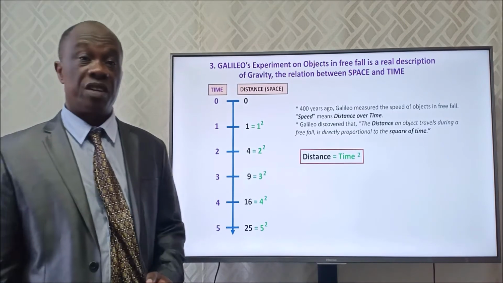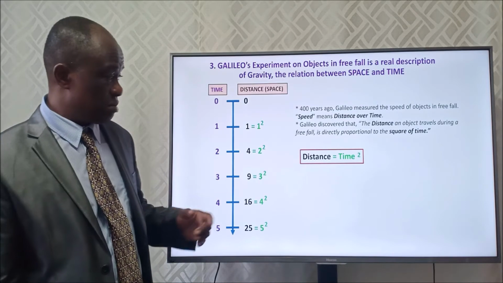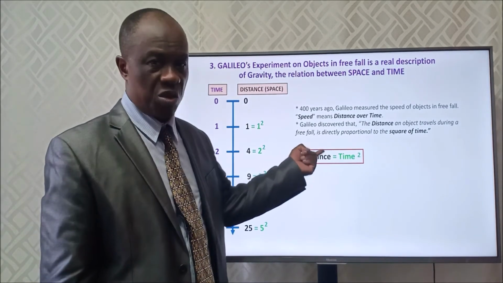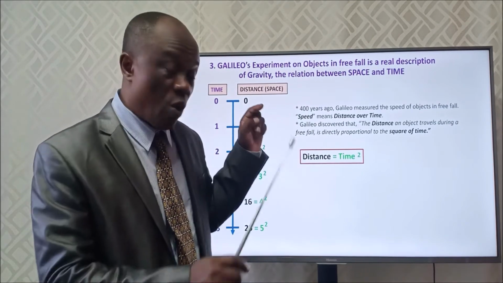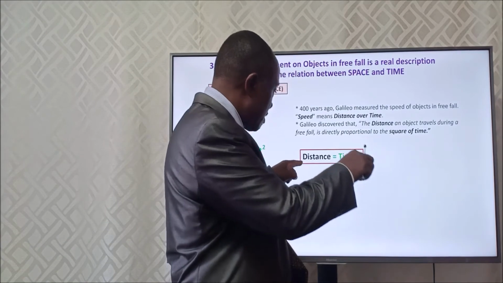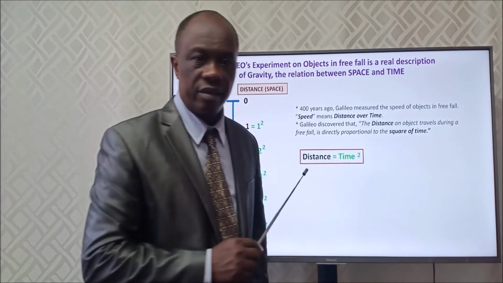This formula is very strange, because in conventional physics, we know that distance is not calculated this way. And that's why we are going to study what happens here. Why time square?